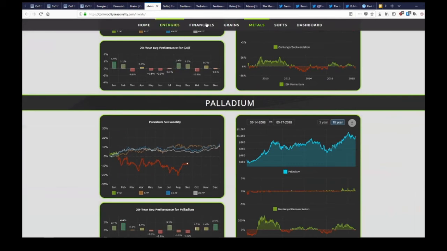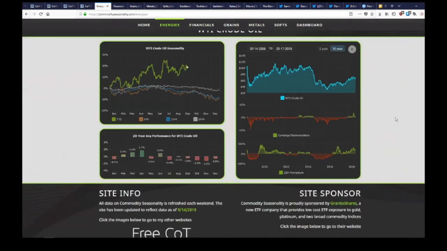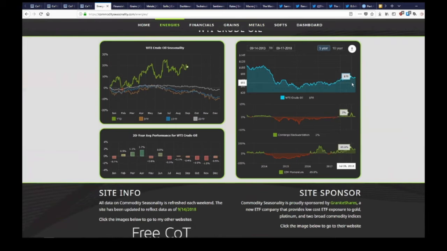And then we can look at another seasonality plot. Let's look at energies. For WTI, monthly seasonality is quite weak in October and November. In fact, those have been the 2 weakest back-to-back months in WTI over the past 20 years, so that is notable. Also in WTI, the backwardation fell out, and that's not a good thing. That's a pretty interesting chart there.